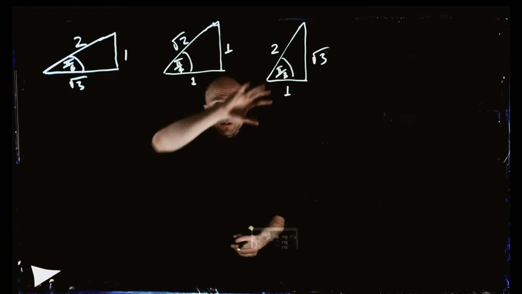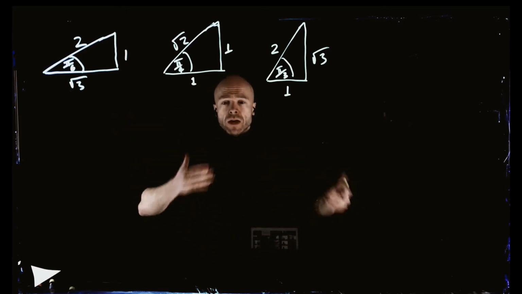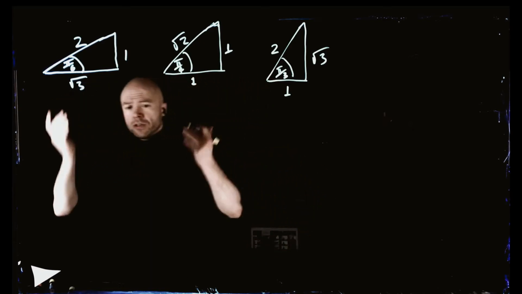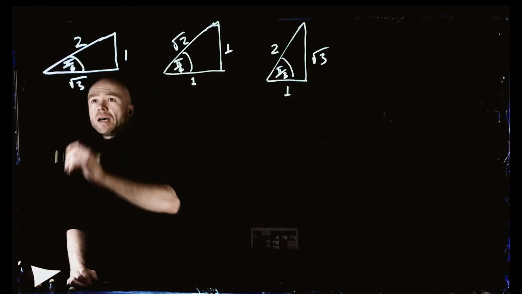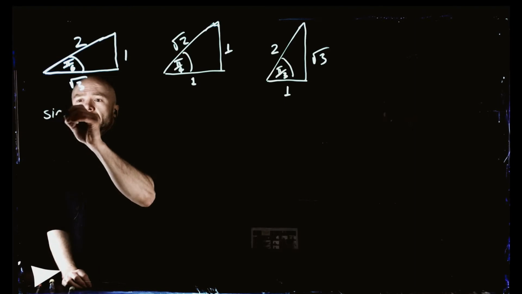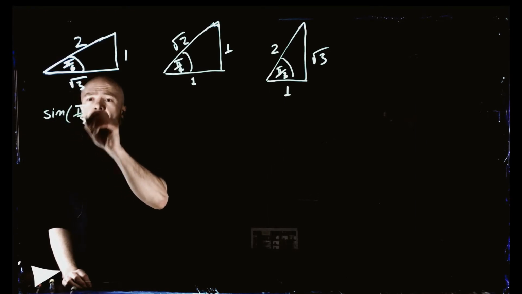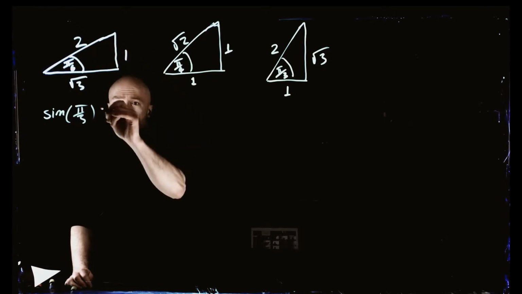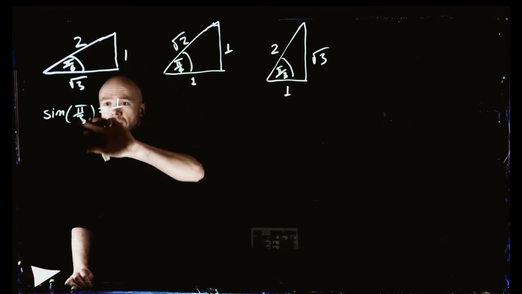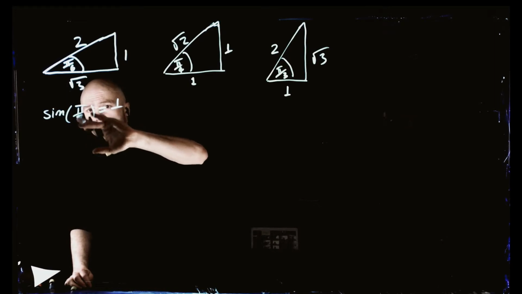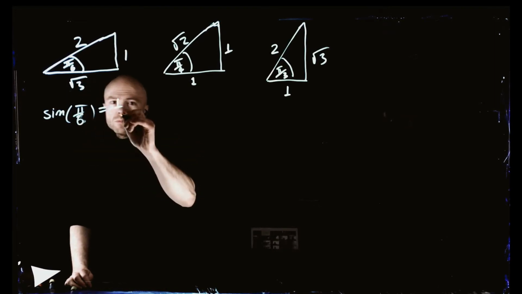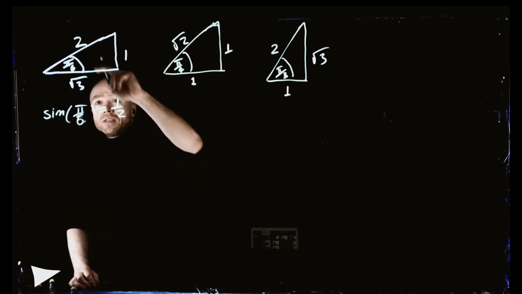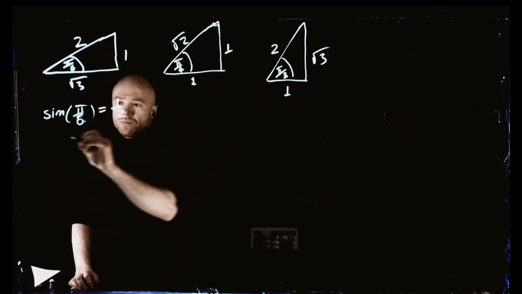But once you have these triangles, you have any trigonometric function applied to these angles, right? Because whatever trigonometric function you want, for example, sine of pi over 6, you know that sine is equal to the opposite side divided by the hypotenuse. So it's 1 over 2. And cosine of pi over 6, it is the adjacent side divided by the hypotenuse.